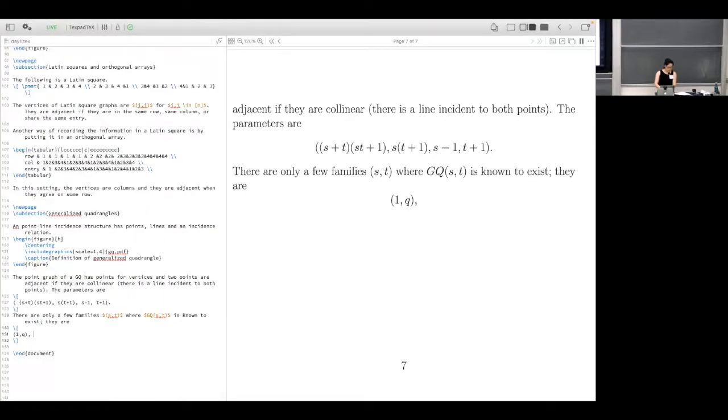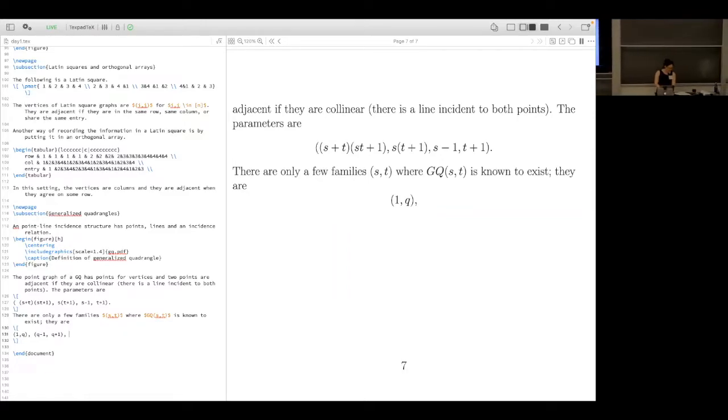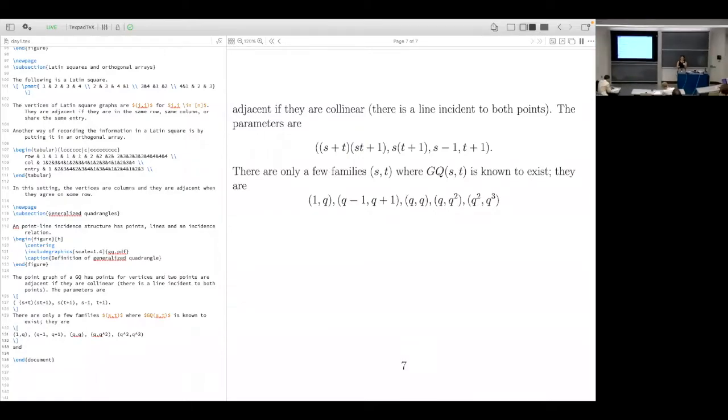It will be the point graph of the generalized quadrangle. Sorry, yes, the incidence graph will be the grid. Okay, so there's (q-1, q+1), (q,q), (q,q squared), and (q squared, q squared), where q, as usual, is a prime power. And then the duals: if I switch the roles of the points and lines, I still get a generalized quadrangle called the dual, and it will satisfy all the requirements as before by duality. So I'm only going to write the ones where s is smaller than t.